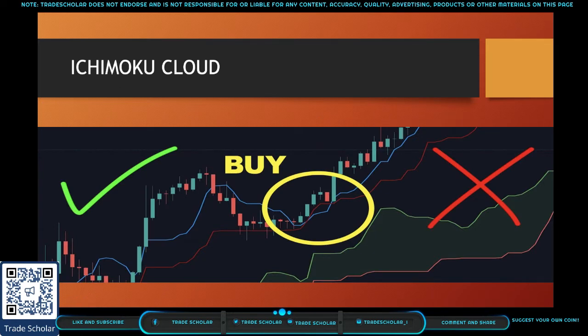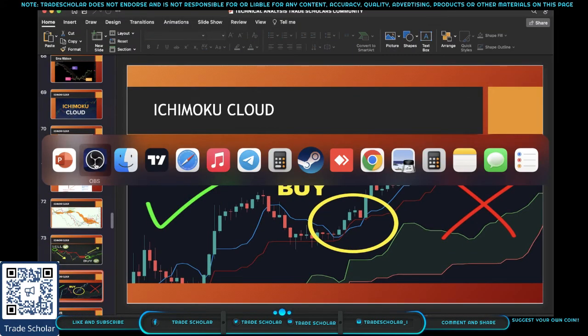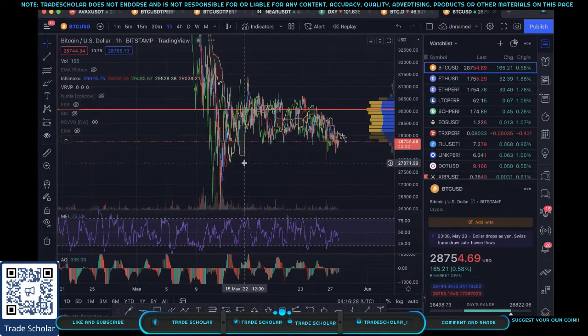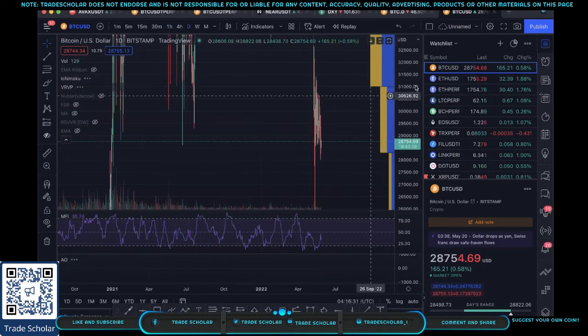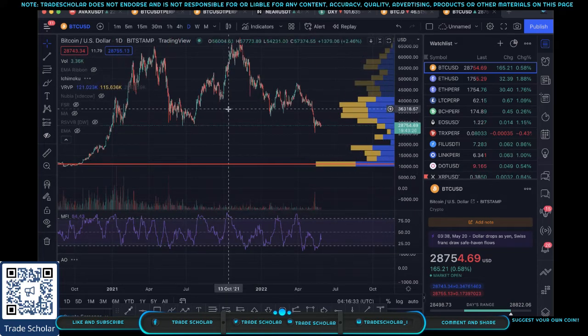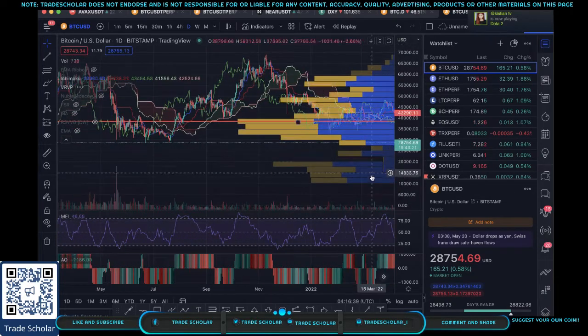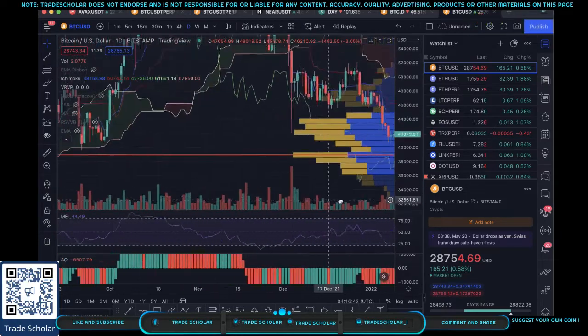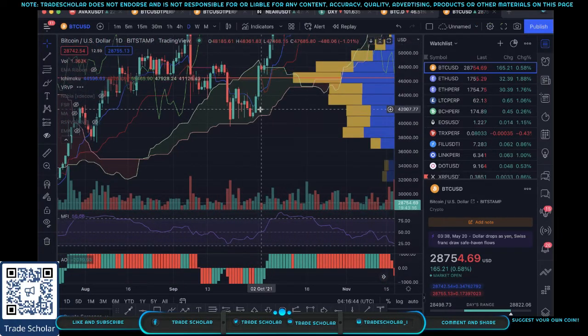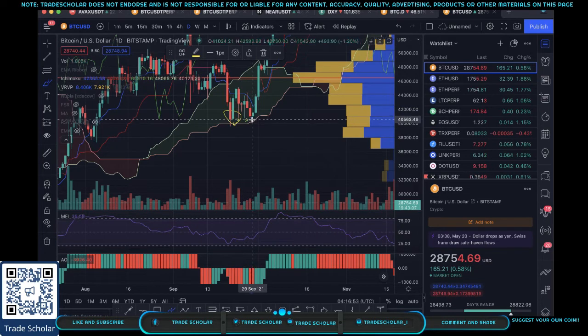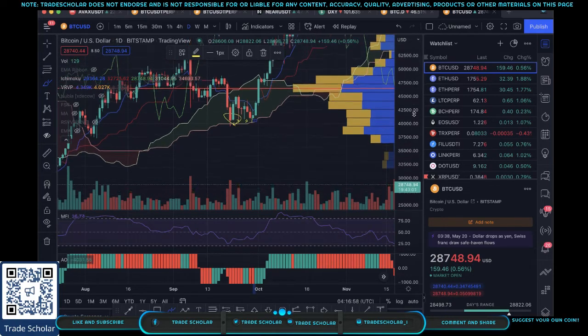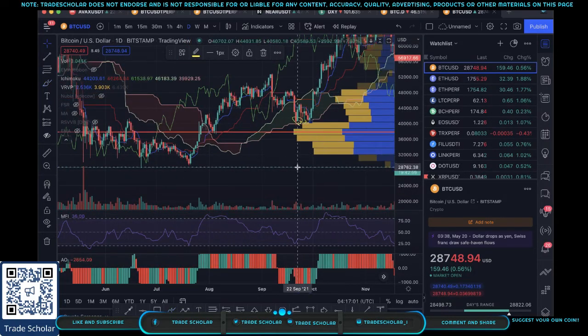Okay, so now let's check some real-time illustration here. This is our daily time frame. Look at how strong the cloud is. This cloud right here has become a strong support. We have tested it so many times: one, two, three, four, five, and we were not able to break the cloud. So with this, you can expect that the price continues to go up.